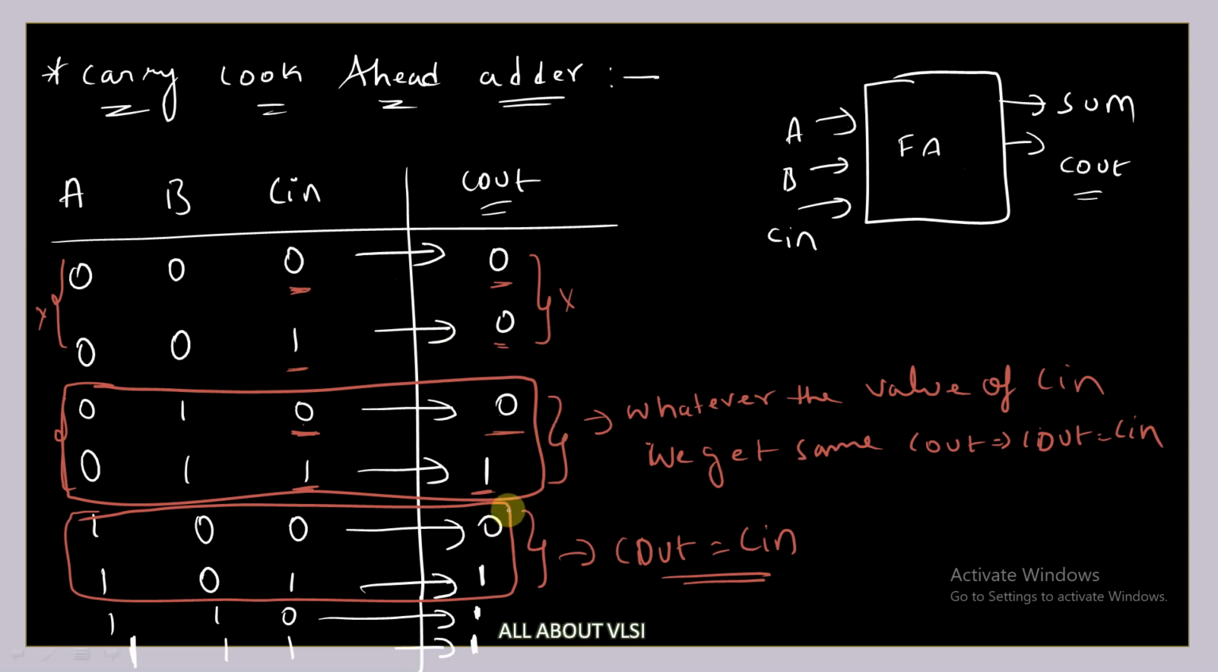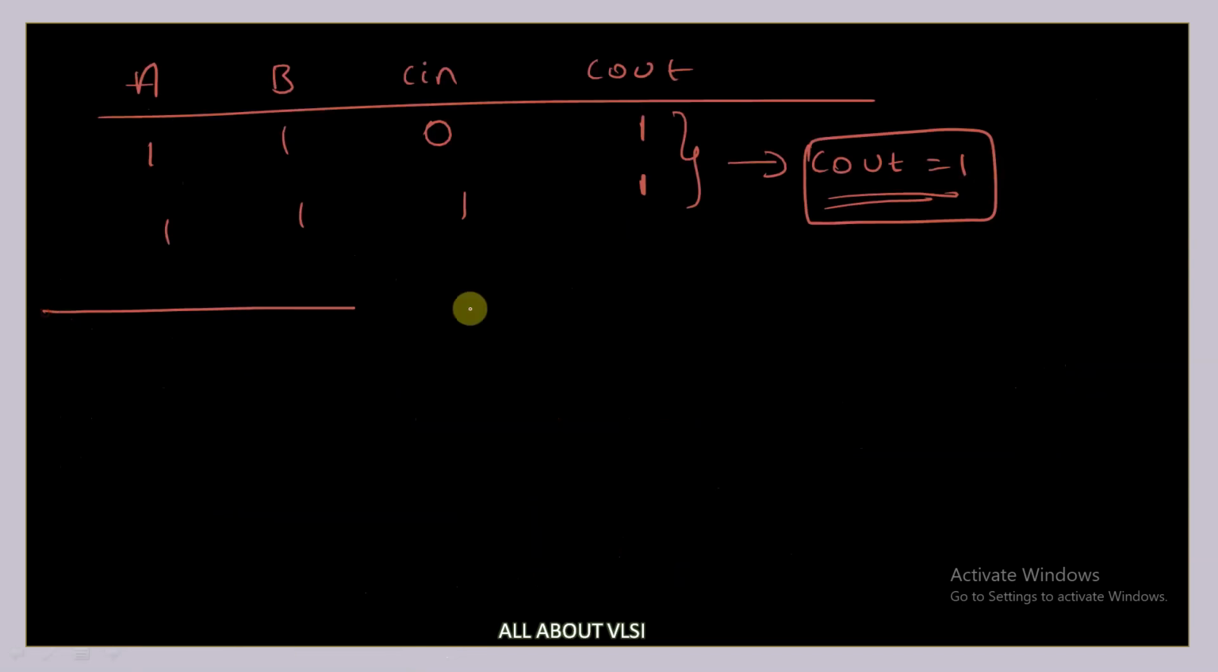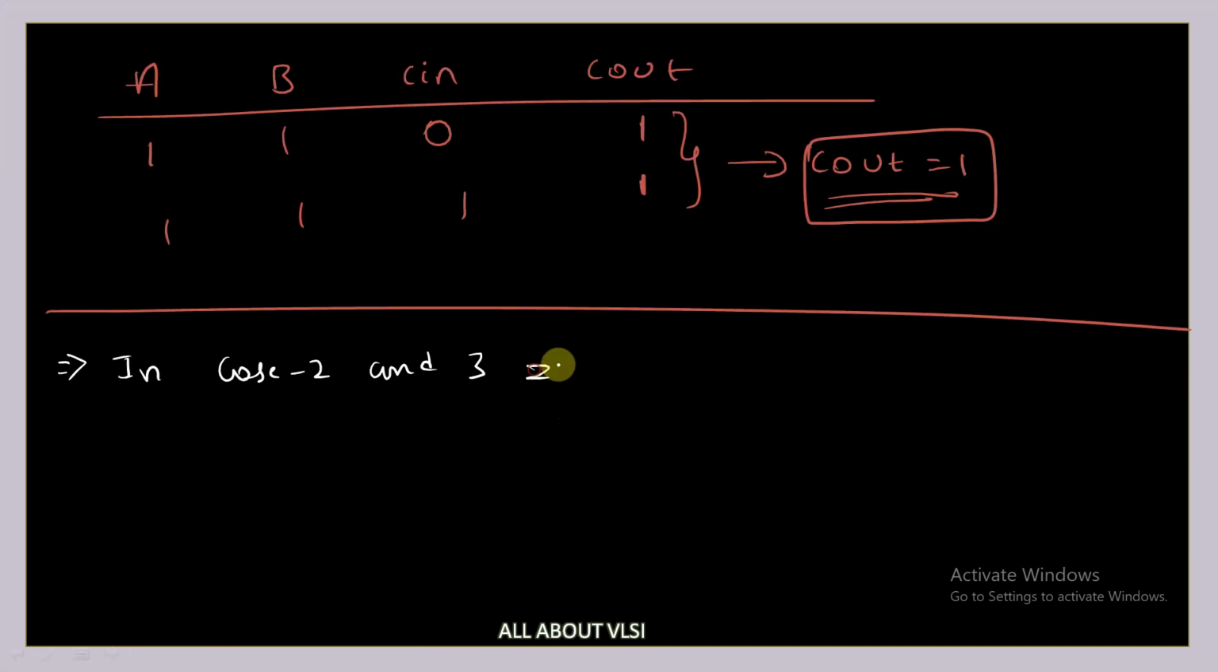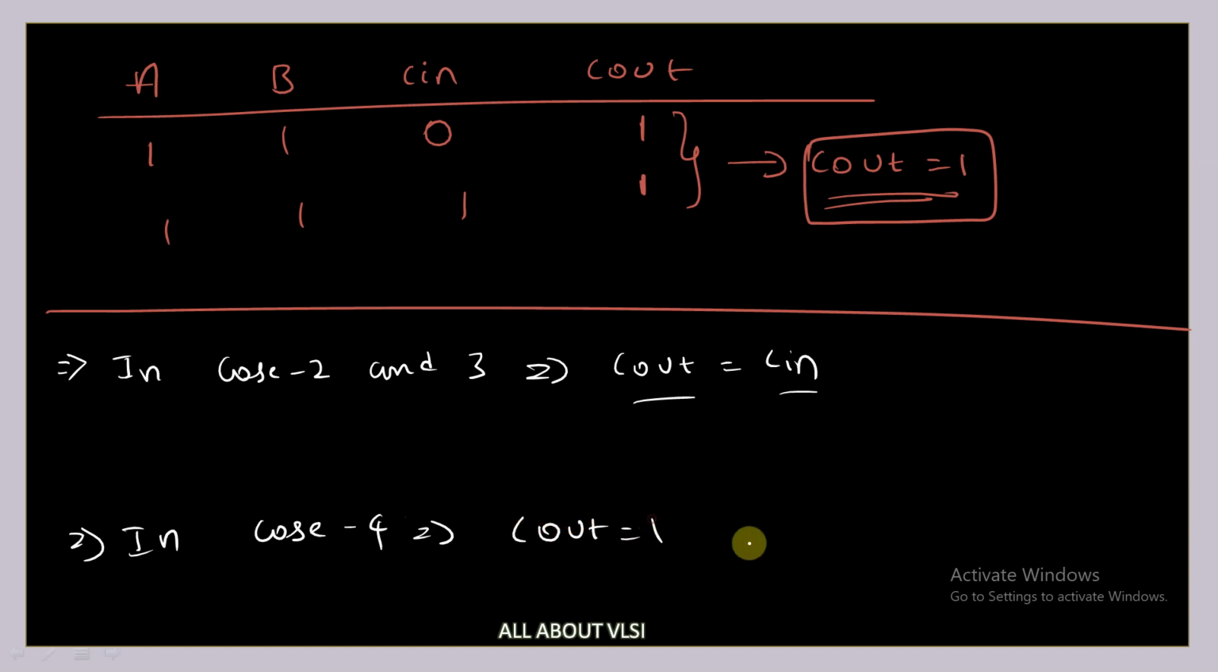Okay, case 2, case 3, case 4 which we are going to focus upon. In case 2 and case 3 we have C out is equal to C in, and in case 4 we have C out is equal to 1.